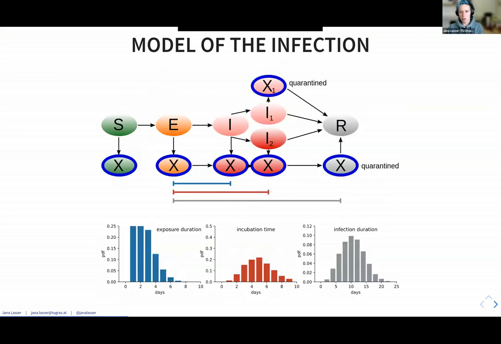And the transition periods between these individual agent states are drawn from distributions for these epidemiological parameters, which we know, thankfully, from literature for the various virus variants that we're dealing with.